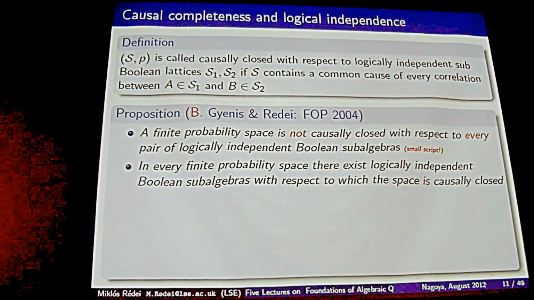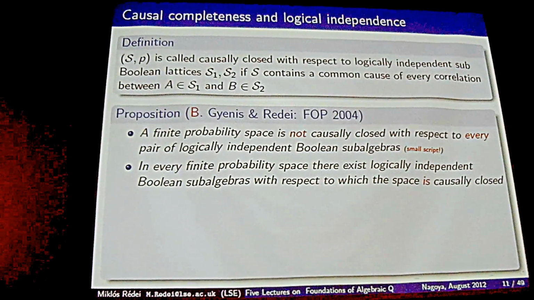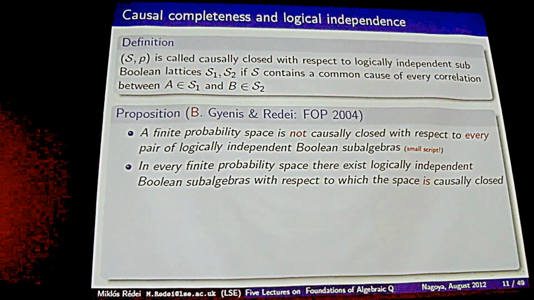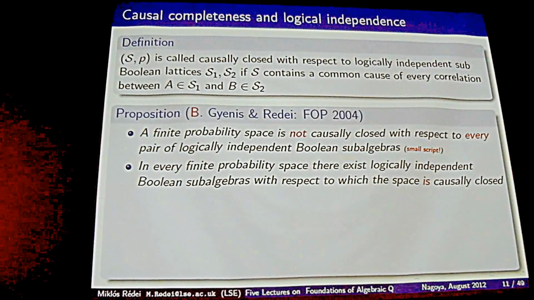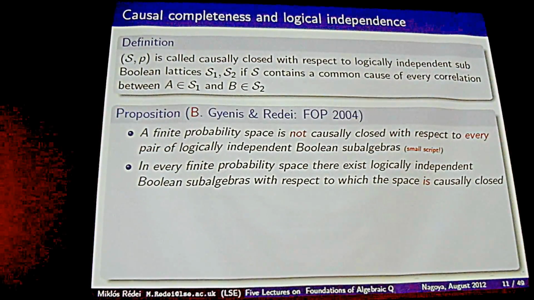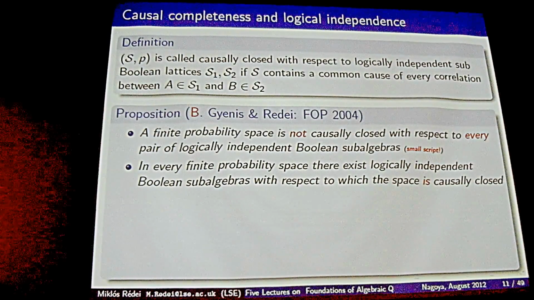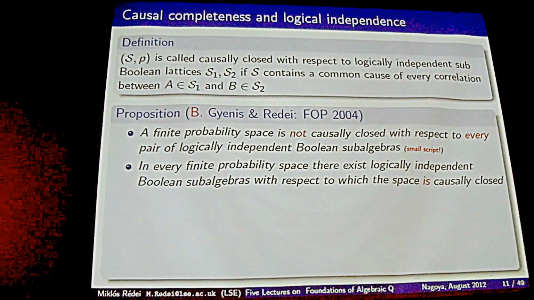Another proposition which is true is that in every finite probability space, there exist logically independent Boolean subalgebras with respect to which the space is causally closed. So it cannot be closed with respect to all logically independent sublattices, but there are sublattices with respect to which it is causally closed.